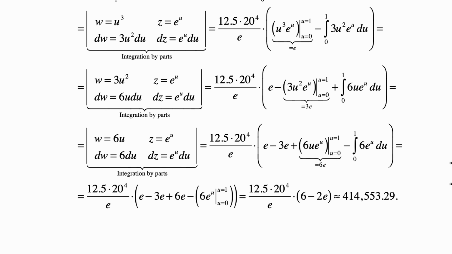So after we do all this work, we end up with 12.5 times 20 to the 4th over e times e minus 3e plus 6e minus, well, this thing ends up being just 6e to the first minus 6e to the 0. So after we calculate, cancel out things and so on, this ends up being 6 minus 2e. And then we calculate it's approximately 414,553.29.